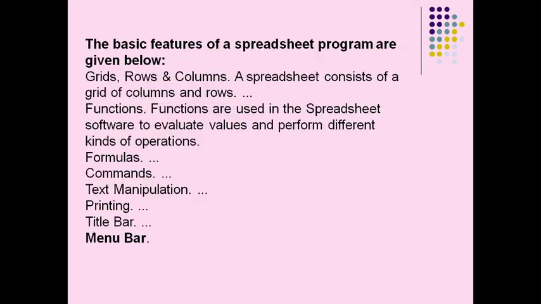Okay. Next we discussed in the class the features of spreadsheet software. The features of spreadsheet software are grids, rows and columns. A spreadsheet consists of a grid of columns and rows. Next, functions. Functions are used in spreadsheet software to evaluate values and perform different kinds of operations. Next feature is formulas. Next one is commands. Next is text manipulation. Next feature is printing. Next feature is title bar. Next feature is menu bar. So these are the features of spreadsheet software.